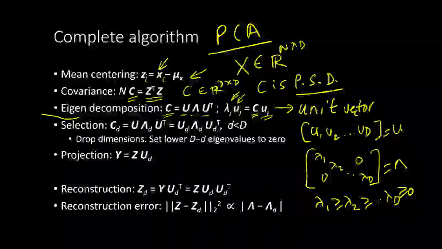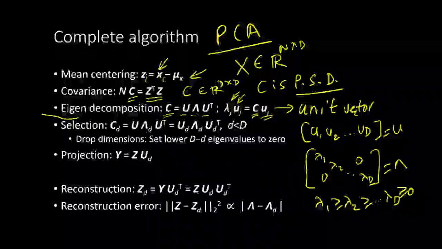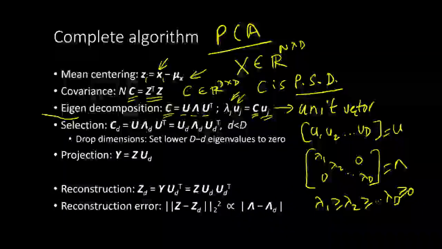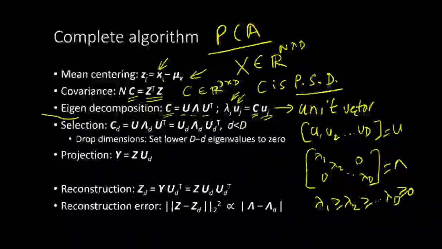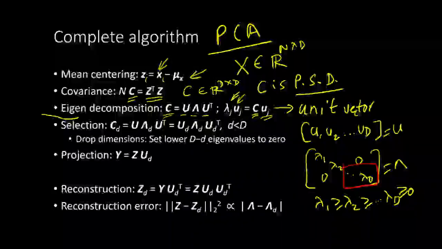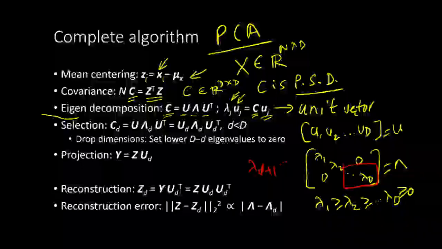So how we do this direction selection is that we assume this covariance matrix has an underlying dimension of small d instead of capital D. And how do we do that? Basically, we take a lower block of the lambda matrix and set all those eigenvalues to 0: lambda small d plus 1 all the way up to lambda capital D.